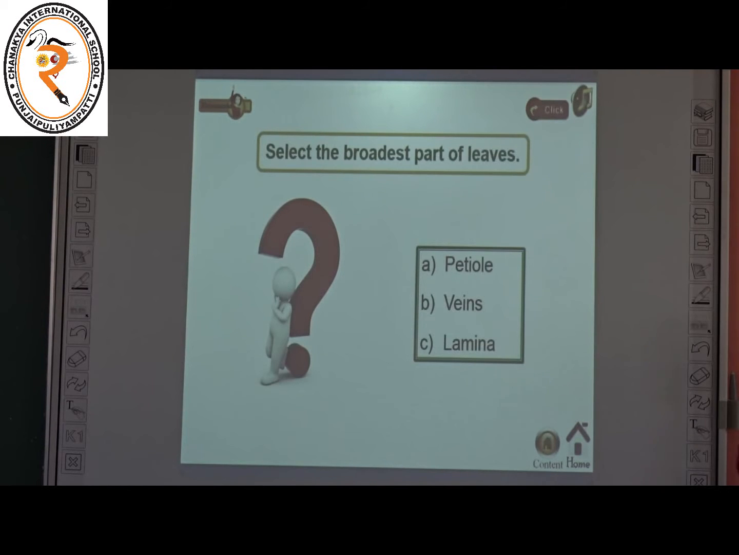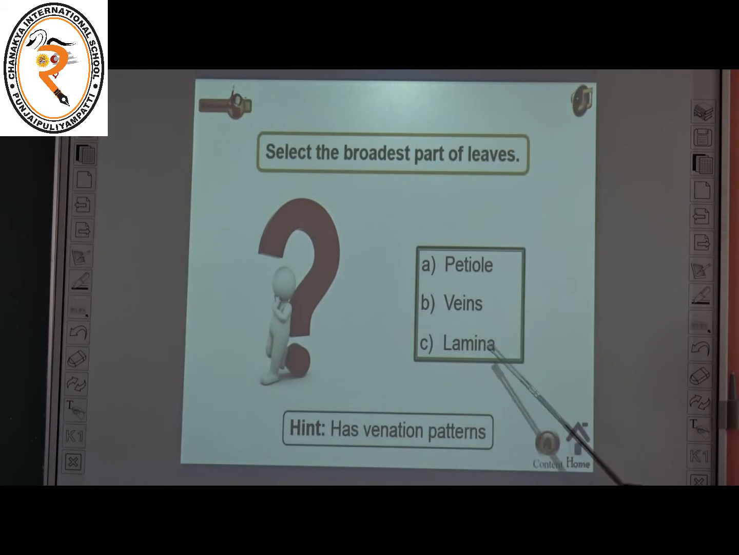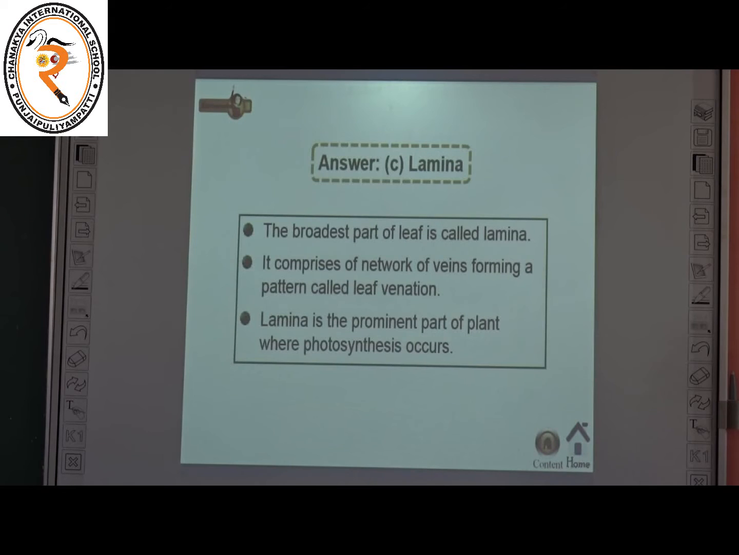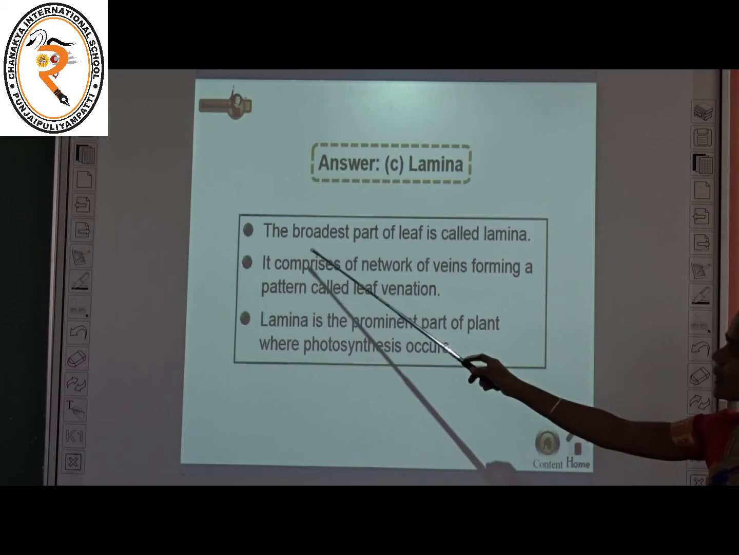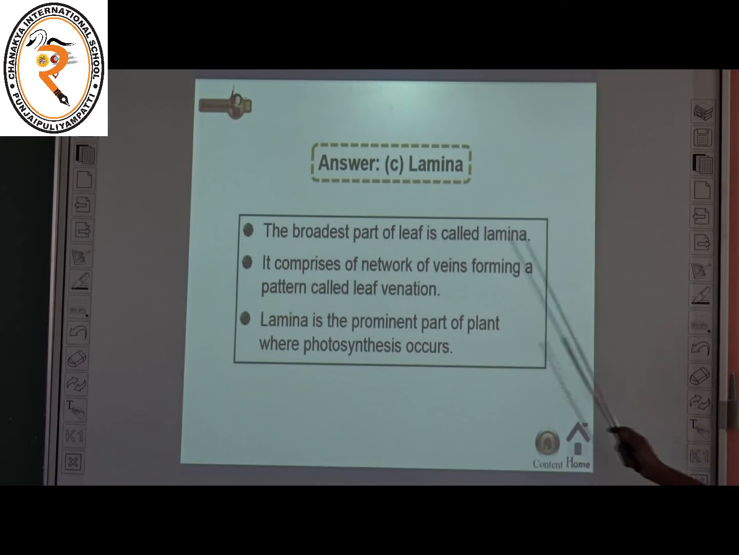See, this is a time to check your knowledge. Select the broadest part of leaves. Which one is the broadest part of leaves? Petiole, veins, lamina. I will give the clue. See, it has a venation pattern. Which one has a venation pattern? It is lamina. So what is the answer? It is lamina. See, the lamina is the broadest part of the leaf and it comprises a network of veins forming a pattern called leaf venation.